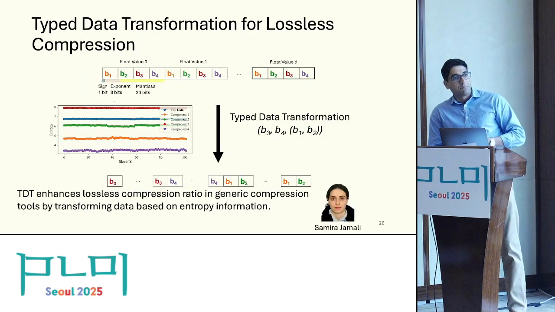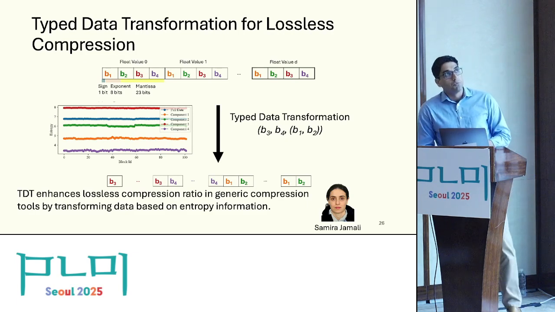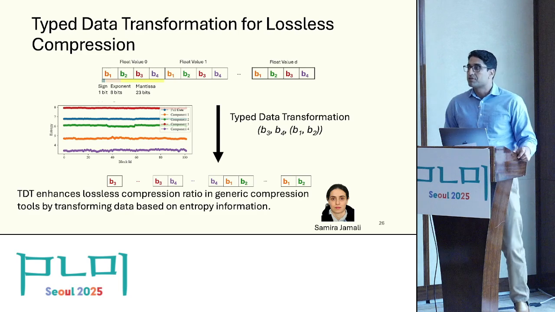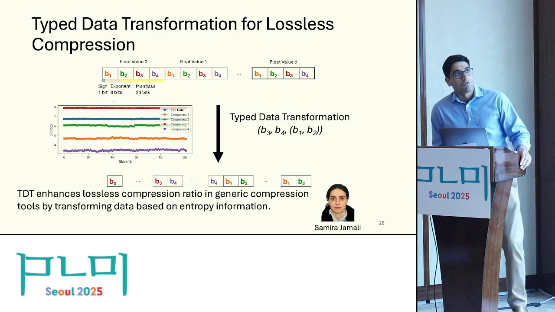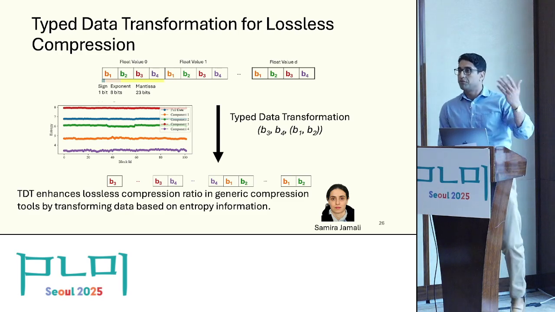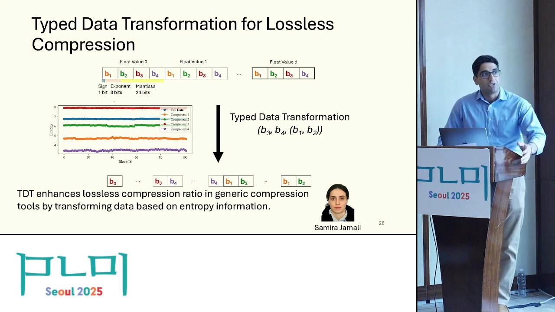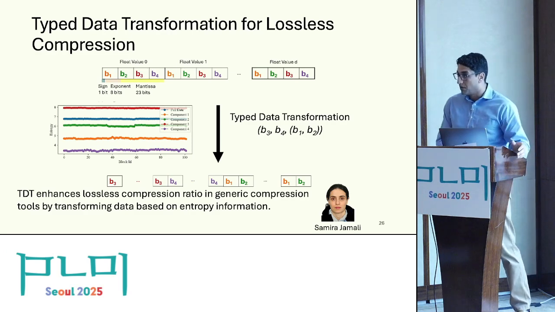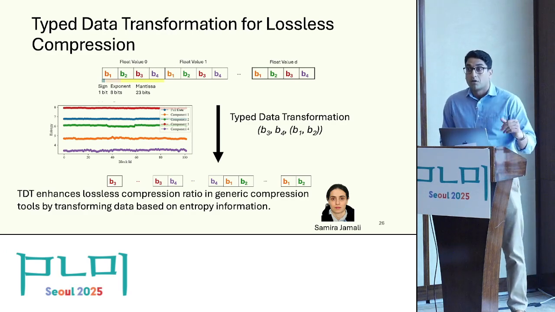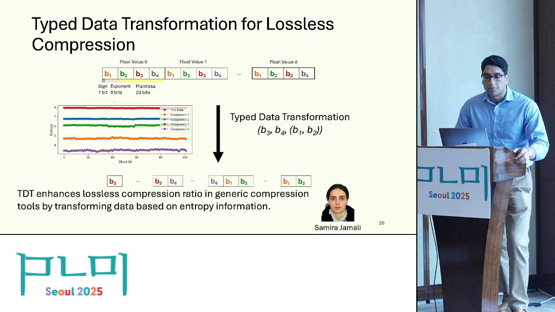This is a PhD work led by Samira. We propose a new data transformation for compressing floating point data based on entropy information across different bytes. The idea here is that when we are dealing with floating point data, different bytes have different behavior, and we can use that to reorder and transform the data, and then we get a better compression ratio with the same compression tool. That's for the lossless compression pipeline.